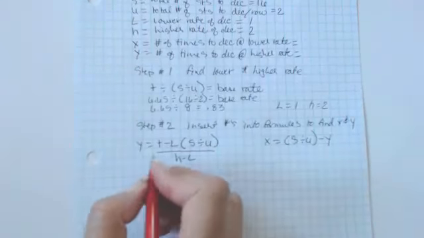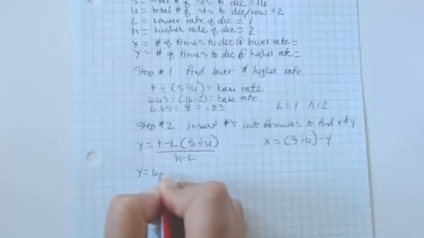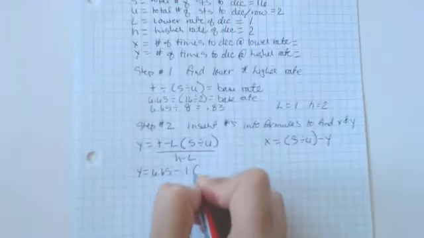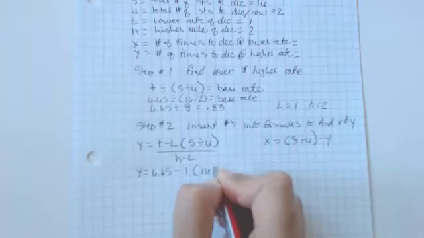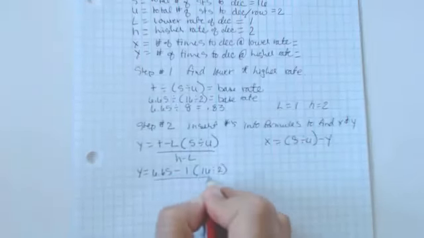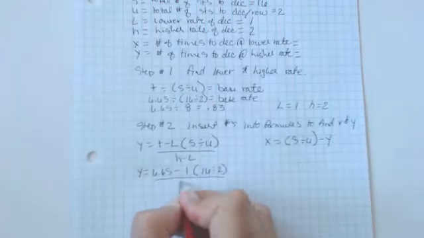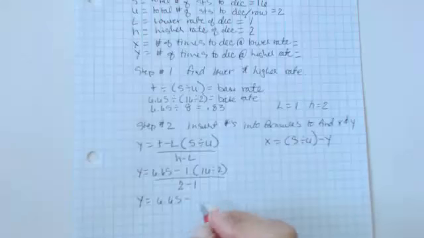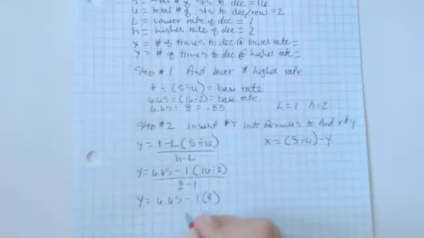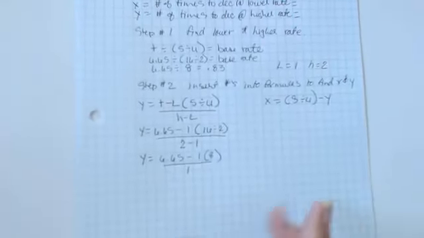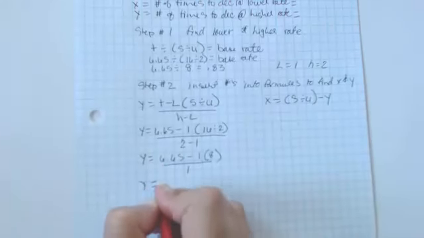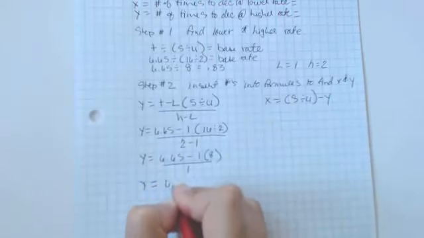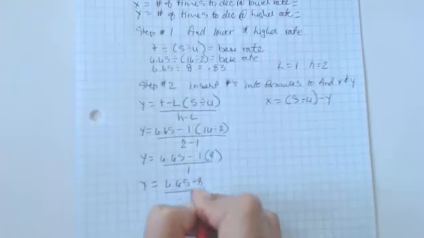Now we're just going to plug in our numbers. Y equals 6.65 minus 1 times 16 divided by 2 over H minus L, 2 minus 1. And let's work that down further. 6.65 minus 1 times 8 over 1. Down further, y equals 6.65 minus 8 over 1.